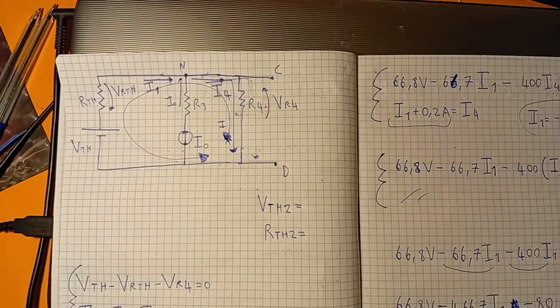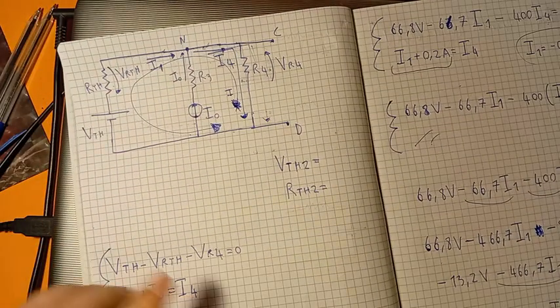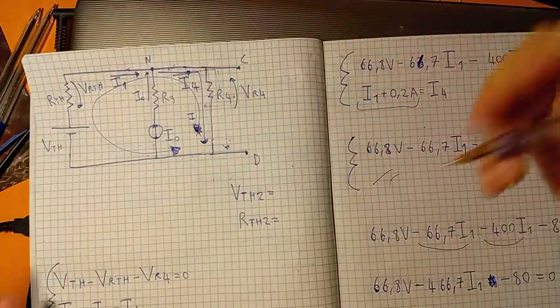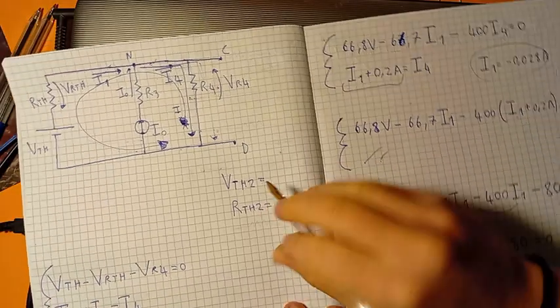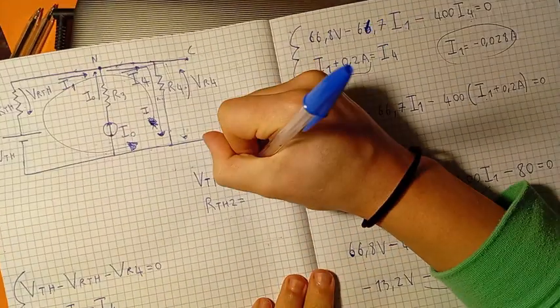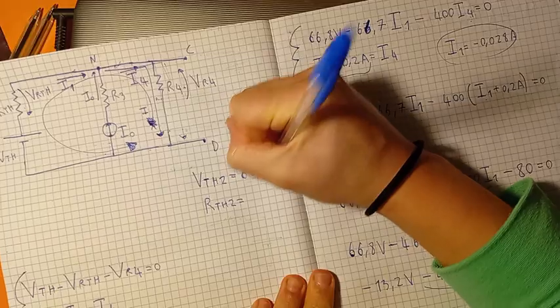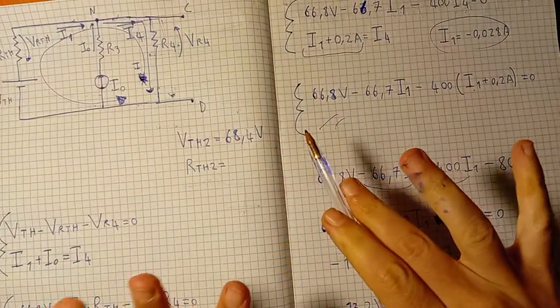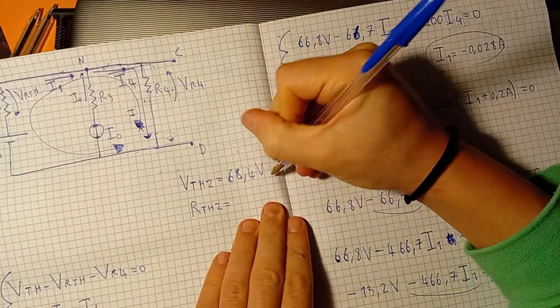So we have found VR4, and this means we have found VCD, and this means we have found this. We have found VTH2, which is exactly 68 point 4. So we have VTH2. We got it, in this direction.